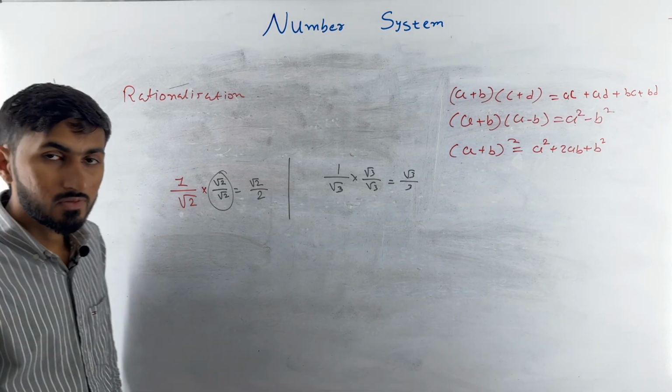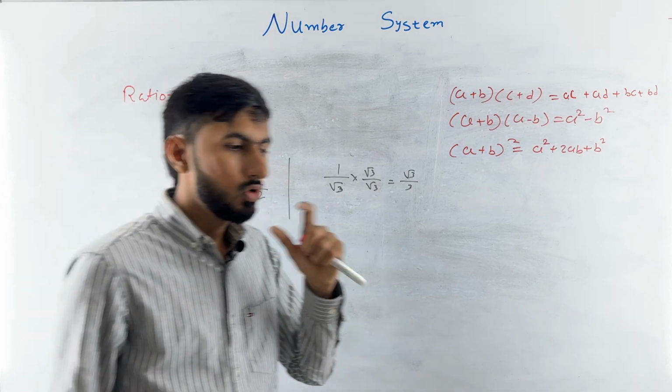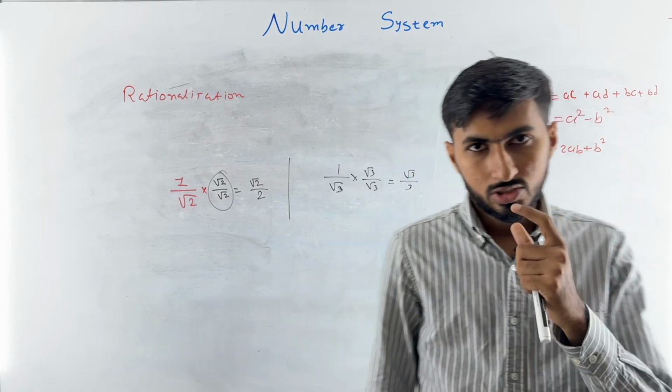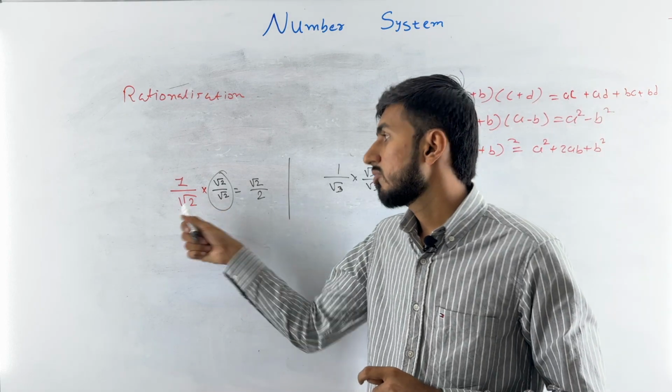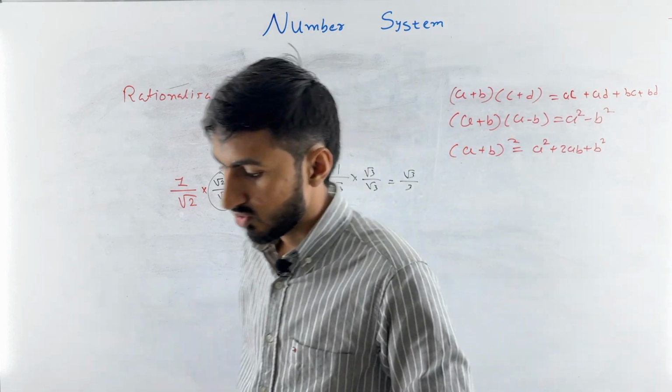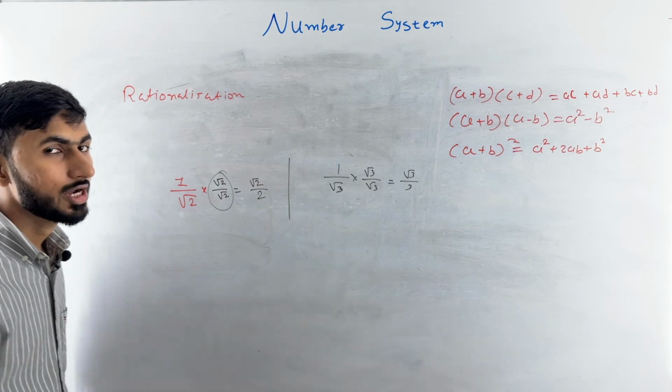We can call this type of number radical numbers, right? It will be difficult for us to do a solution in such a form when our denominator is in the form of irrational number. So we will simplify it by this method, right?